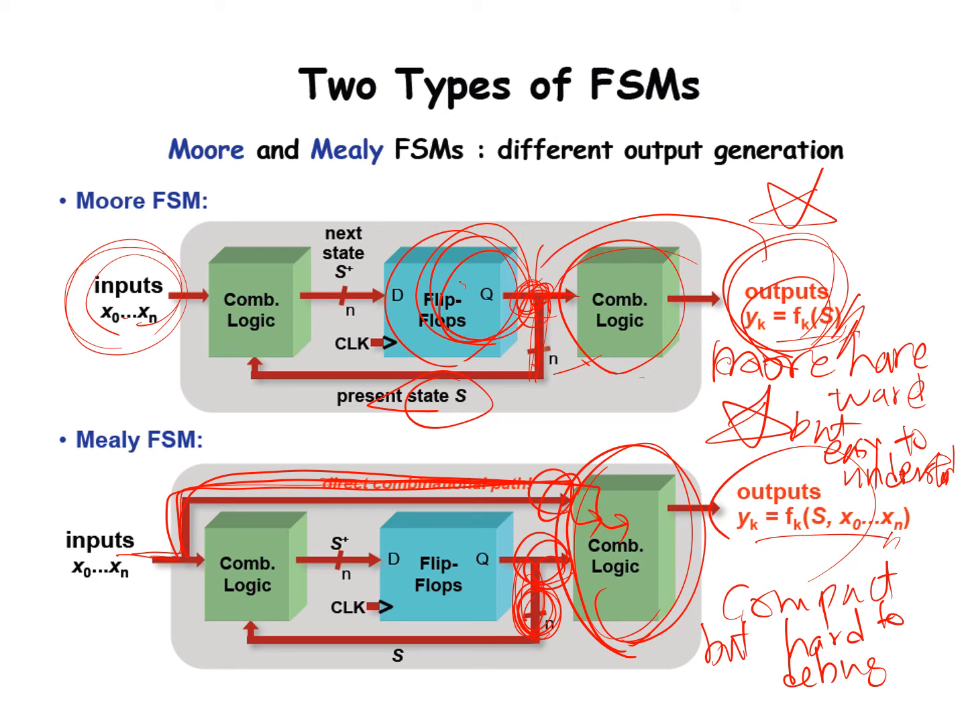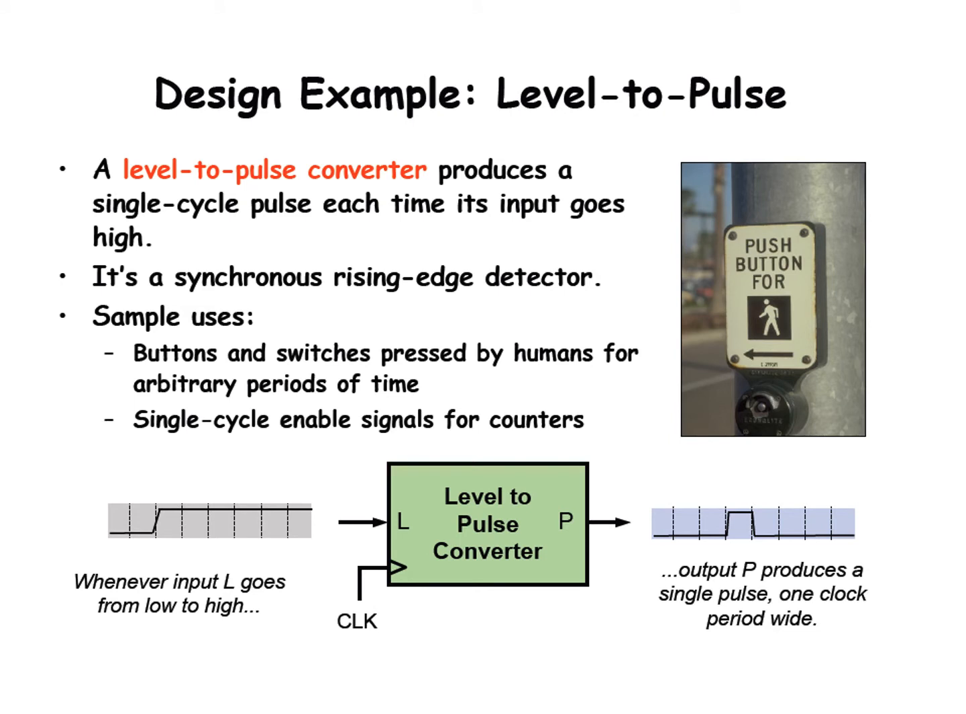We'll see some examples. Let's take a look at an example of converting level to pulse. A level-to-pulse converter can be used for the traffic signal for pedestrians. On the right-hand figure, if you push, then it generates a pulse. That pulse is only active for one clock period wide.